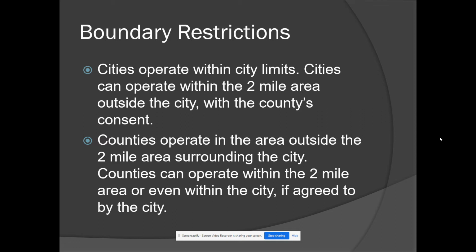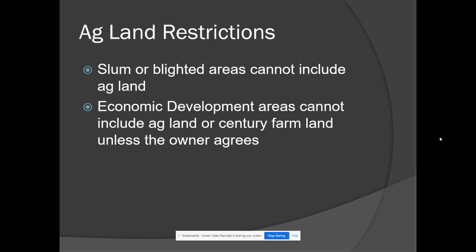They can also operate within the 2-mile area or even within the city if agreed to by the city. So, for instance, if the city and county are undertaking a joint project, potentially the county could operate within the city limits if the city and county agree that that's the best way to pursue this particular project.